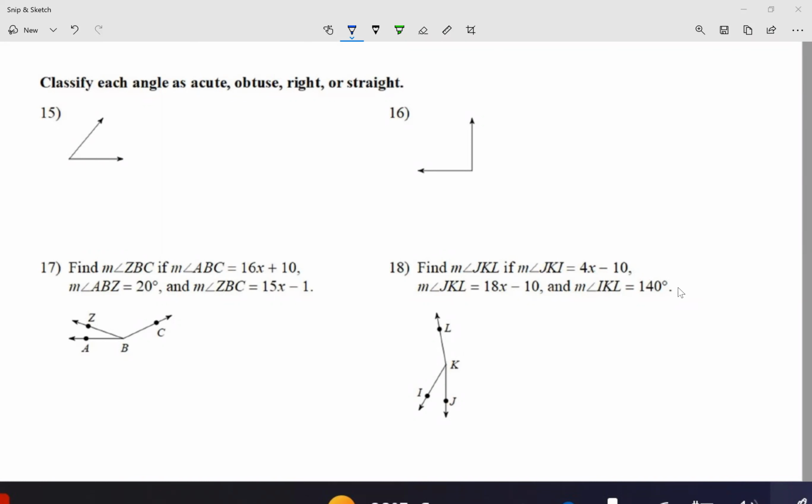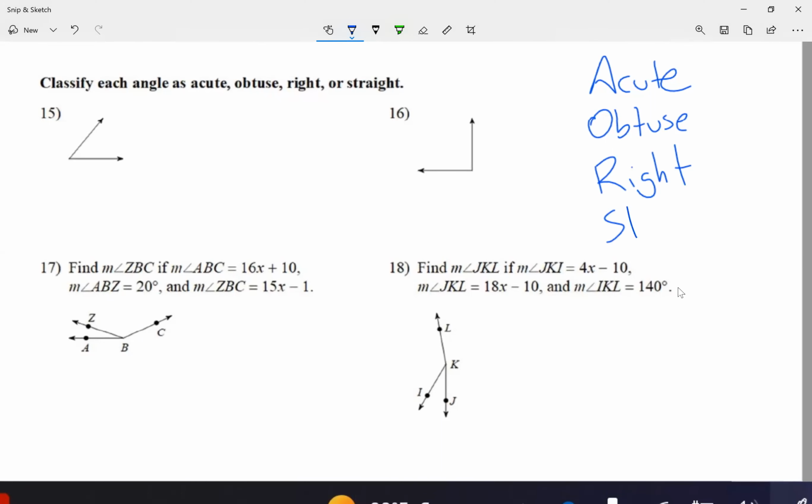So let me write them up here. Acute, obtuse, right, and straight. Those are our 4 possible names, okay?